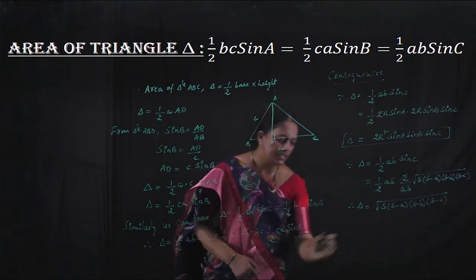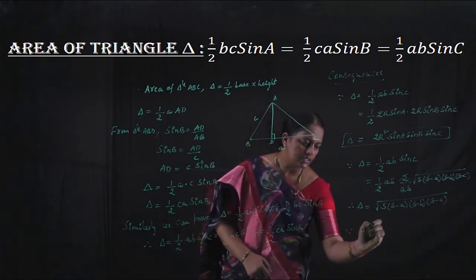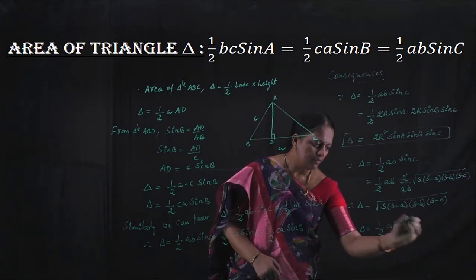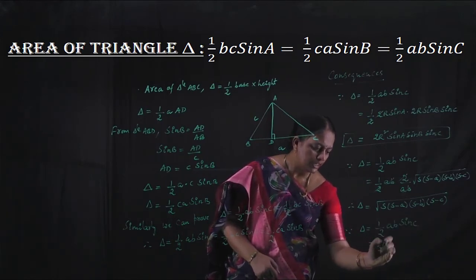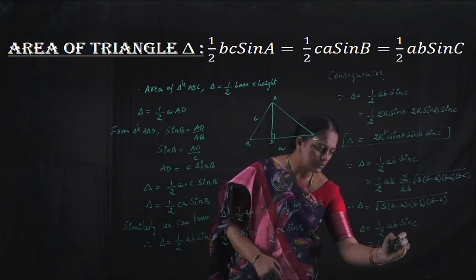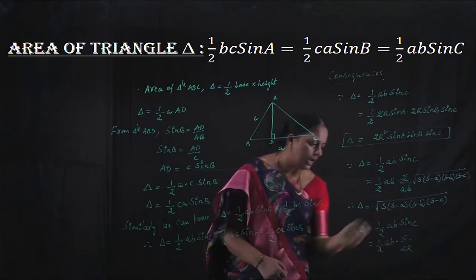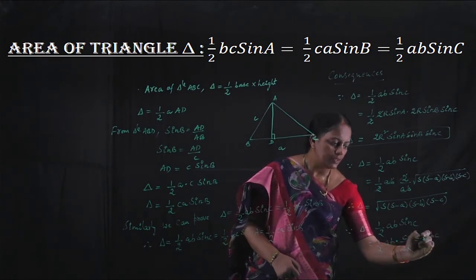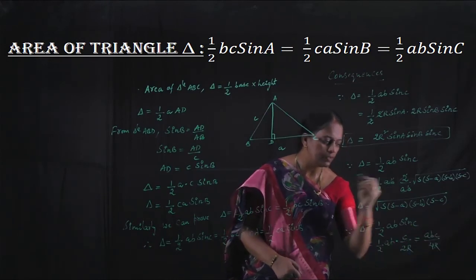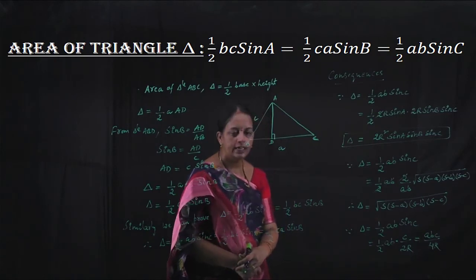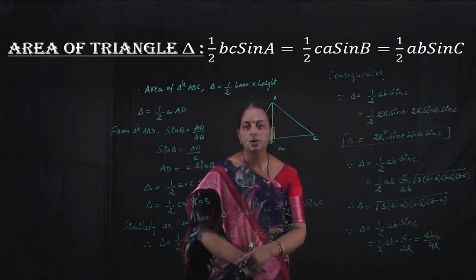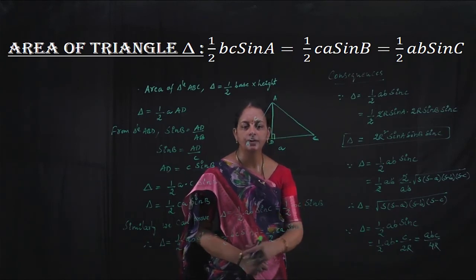And the next one is, since delta is equal to half AB sin C, from sine rule we know that sin C is equal to c by 2R. So this is equal to abc by 4R. Therefore, delta equals abc by 4R. These are the 4 formulae for area of triangle.